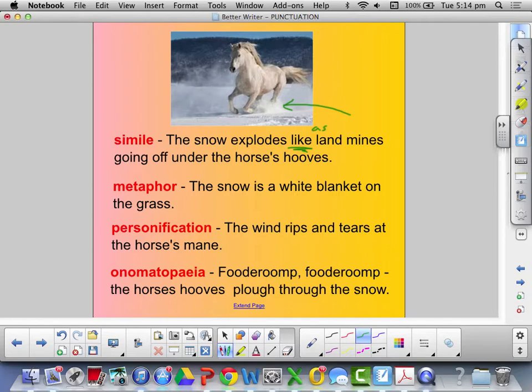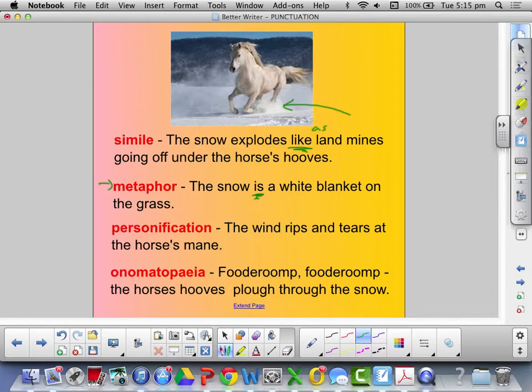Now this metaphor, let's have a look at this now. The snow is a white blanket on the grass. A metaphor is a way of describing something, again, but it's not saying it's like a white blanket, it's saying the snow is a white blanket on the grass. Okay, that is a metaphor because you're saying one thing is another. It's just an interesting way of describing something else.